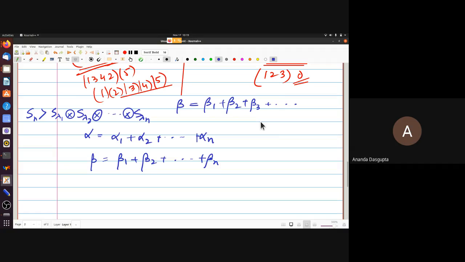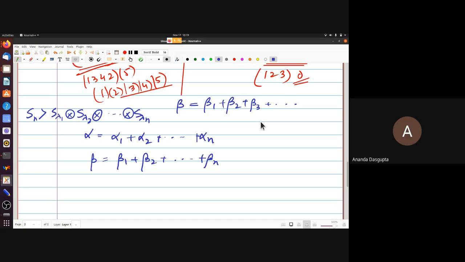That is, how many 1 cycles, how many 2 cycles, how many 3 cycles, how many 4 cycles, etc., that particular class has. Let me remind you once again, Sn is the cycle structure which determines the class. So alpha, beta, gamma are just numbers. They're just non-negative integers. They're just the number of 1 cycles, 2 cycles, 3 cycles, 4 cycles, etc. corresponding to a particular class.